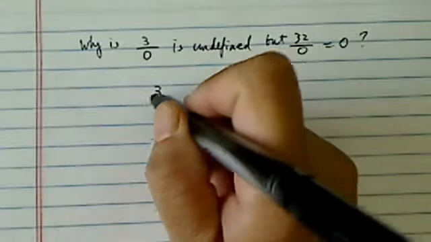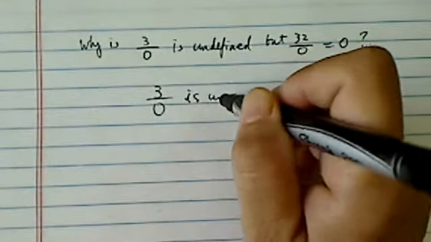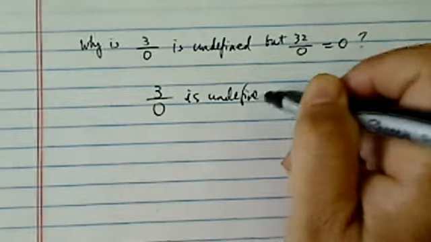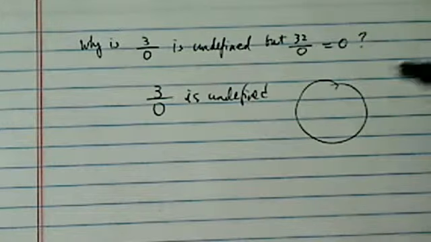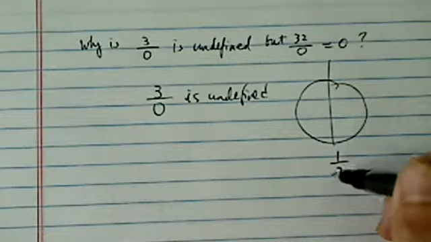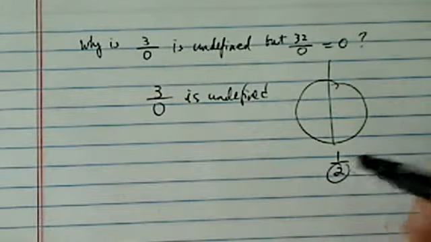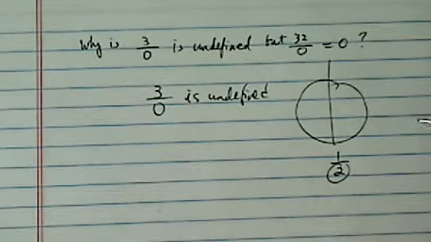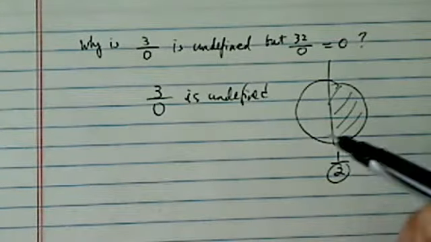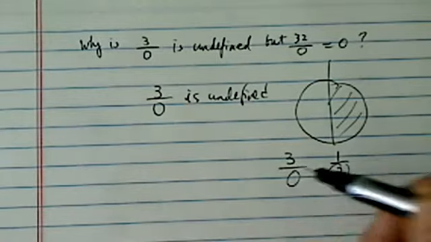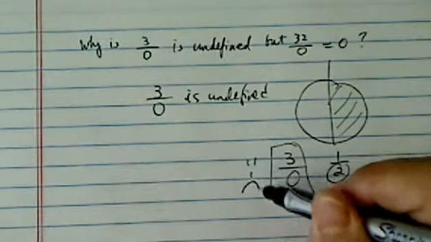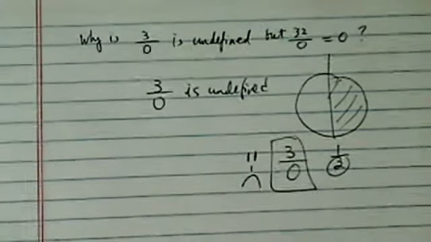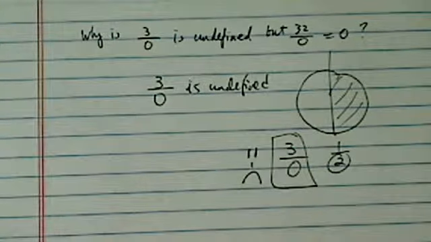Well, 3 over 0 is undefined. We can think of a couple of ways. Graphically, if we have a chocolate cookie, 1 over 2 means one cookie, two people splitting it, so each one has half. If you think of it that way, then you have 3 cookies and no one is sharing it. It's an awfully sad thing. So you can think of that as undefined.